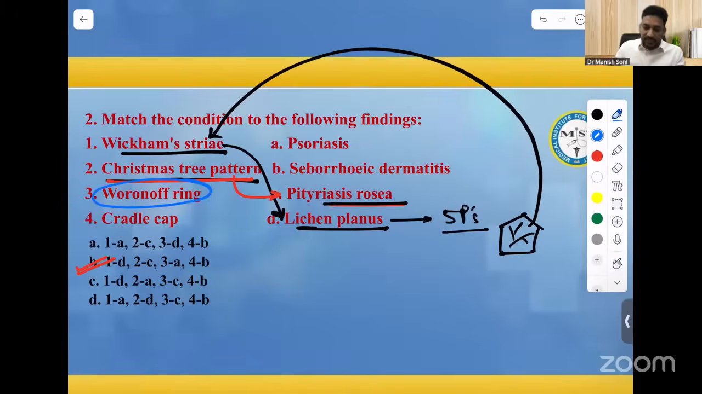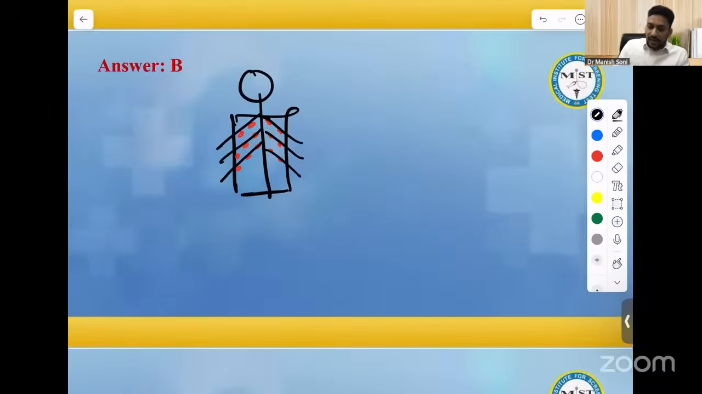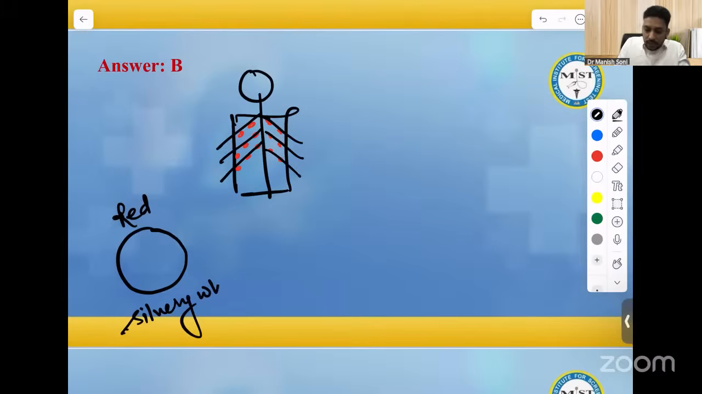Now third is Warnoff ring. Warnoff ring is seen in psoriasis. Now what is Warnoff ring? Remember that if this is the lesion of psoriasis, which is generally erythematous, that is red in color, with very characteristic scaling known as silvery white scaling. So if your patient is having red erythematous lesions with silvery white scaling, probably it is a case of psoriasis. Generally, these are present over extensors.